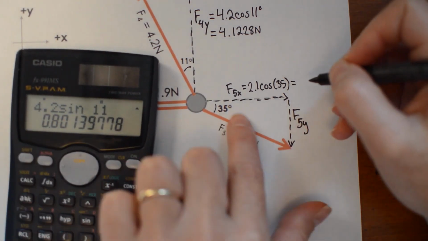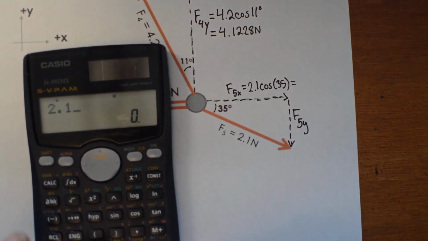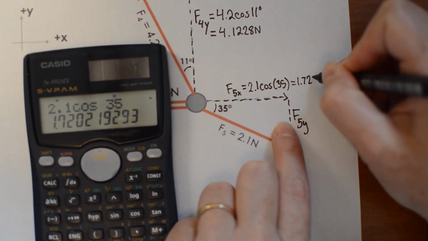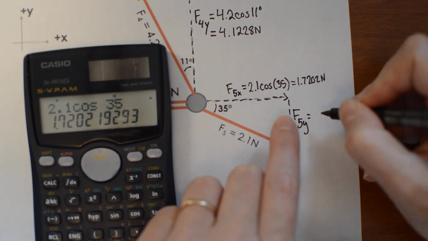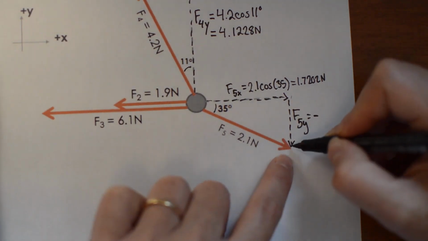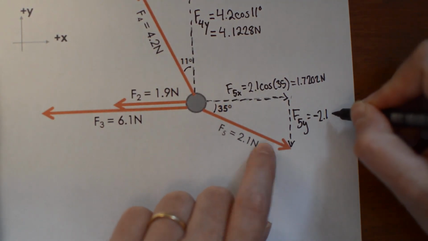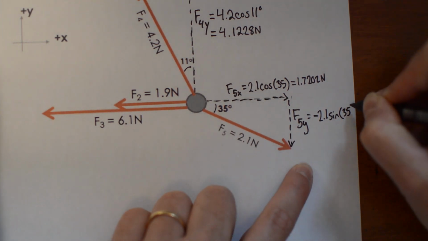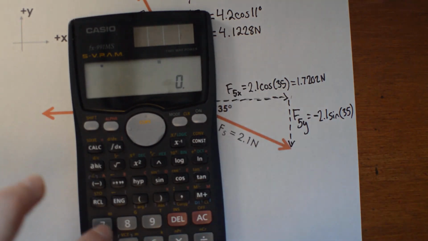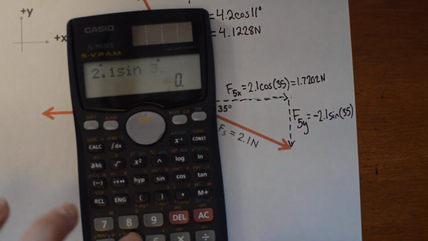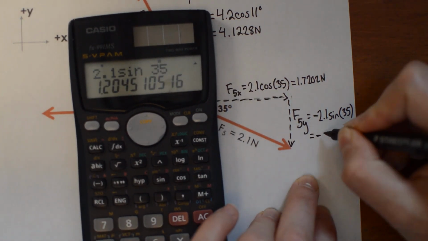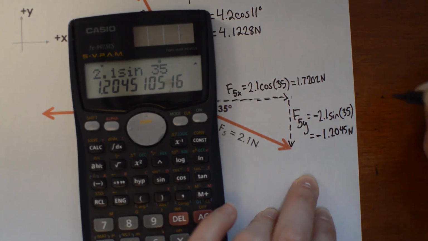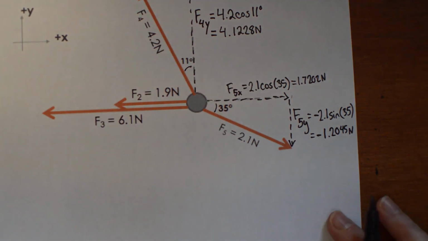That's going to be positive because it's forward. I'll plug that into my calculator, 2.1 cos 35. It's going to be 1.7202 newtons. And in the y direction, this will be negative, right, because this is down, so negative 2.1. And it's opposite the 35-degree angle, so sine of 35. Plugging that in, I have 2.1 sine 35. And I get negative 1.2045 newtons. That's my F5 in the y direction.